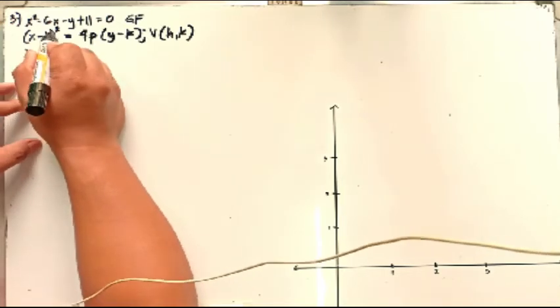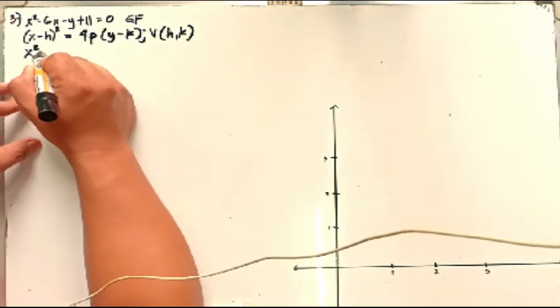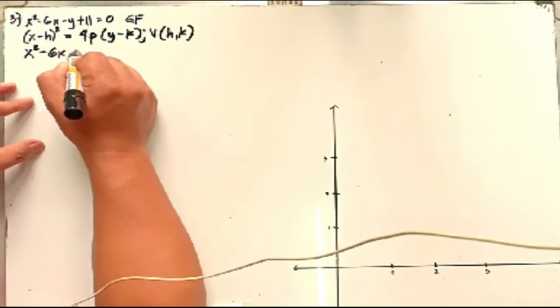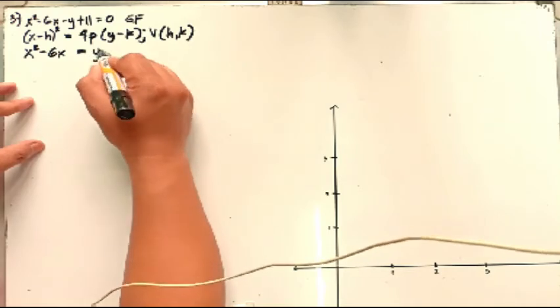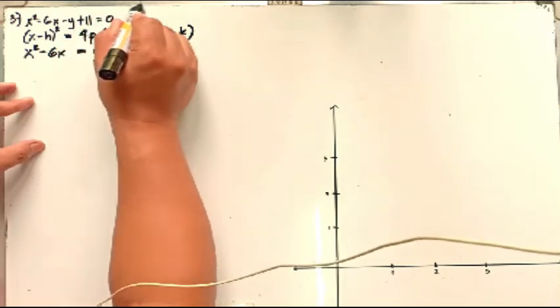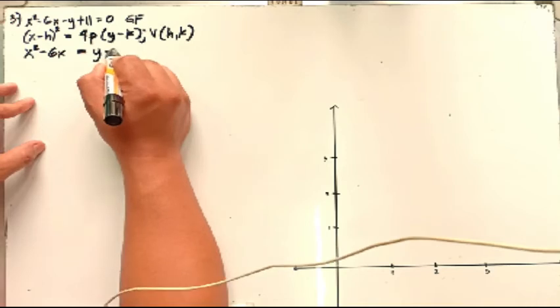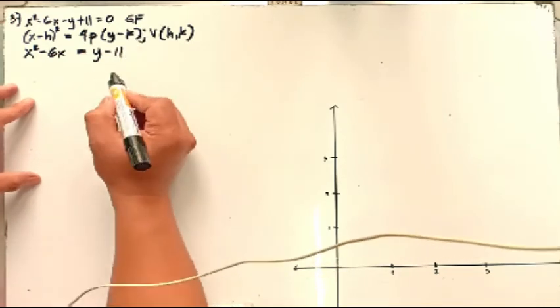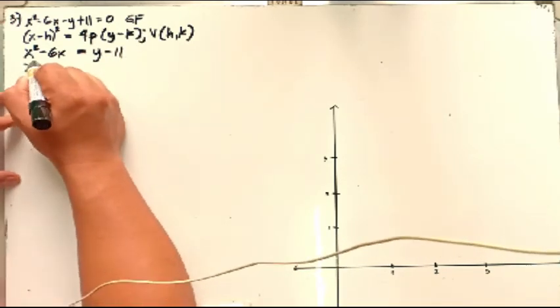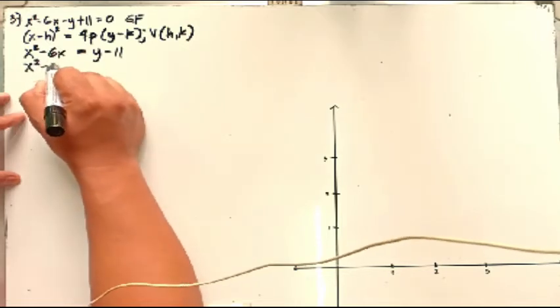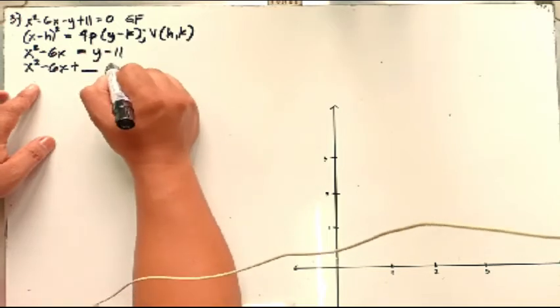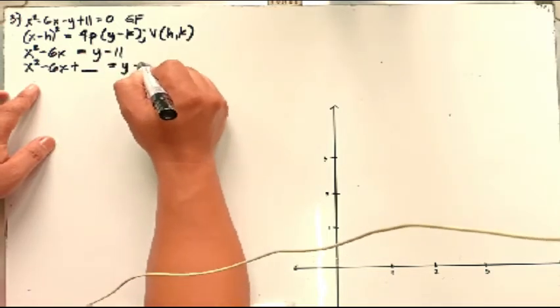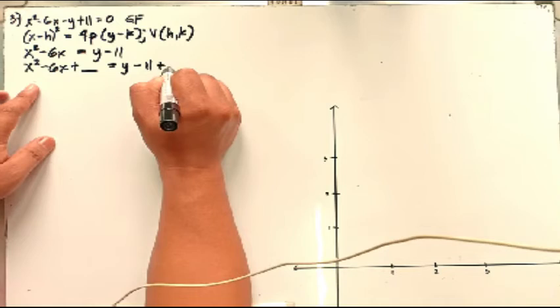Now let's write the general form. x squared minus 6x is equal to, transpose that y term to the other side, we have y, transpose that 11 to the other side, that must be negative 11. Then applying the completing the square method, we have x squared minus 6x plus a value is equal to y minus 11 plus a certain value again.